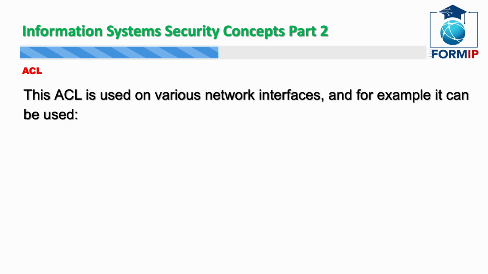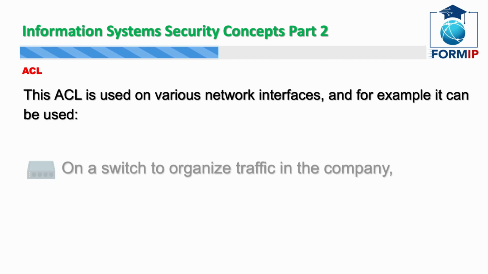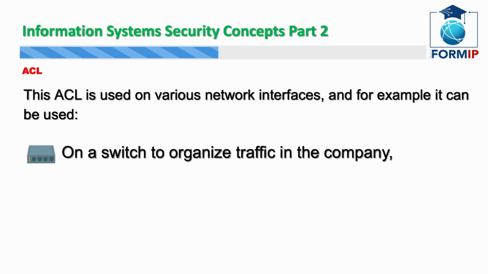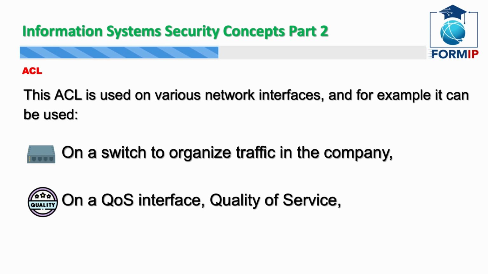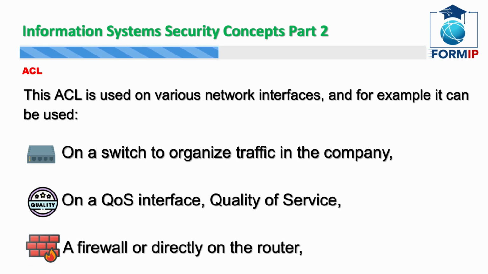This ACL is used on various network interfaces, and for example, it can be used on a switch to organize traffic in the company, on a QoS interface, quality of service, and more often on a firewall or directly on the router in order to protect the internal network.